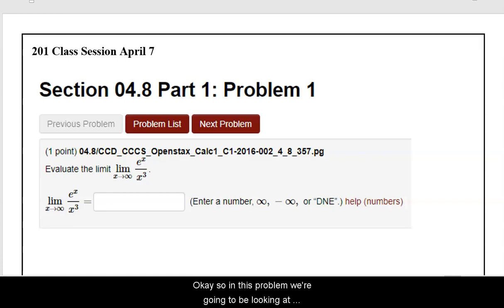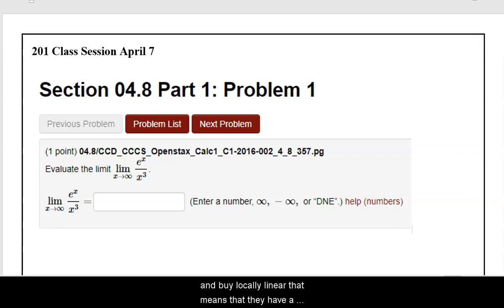Okay, so in this problem, we're going to be looking at L'Hopital's rule. Now, as we look at L'Hopital's rule, you have to remember that L'Hopital's rule is not the derivative, all right? The derivative of a fraction uses the quotient rule, which is f prime g minus g prime f all over g squared. L'Hopital's rule only works if the functions in the numerator and denominator are what we call locally linear.